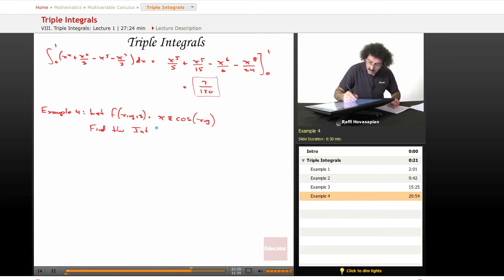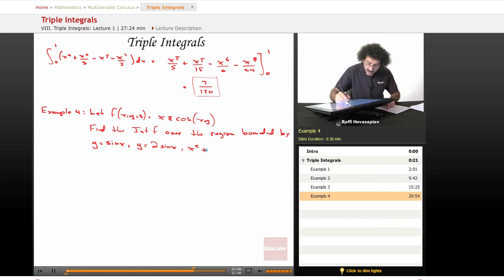And we want to find the integral of f over the region bounded by y equals the sine of x, y equals 2 sine of x, x squared plus y squared plus z squared equals 4, and z less than or equal to 0. Oops, sorry, not greater than or equal to.